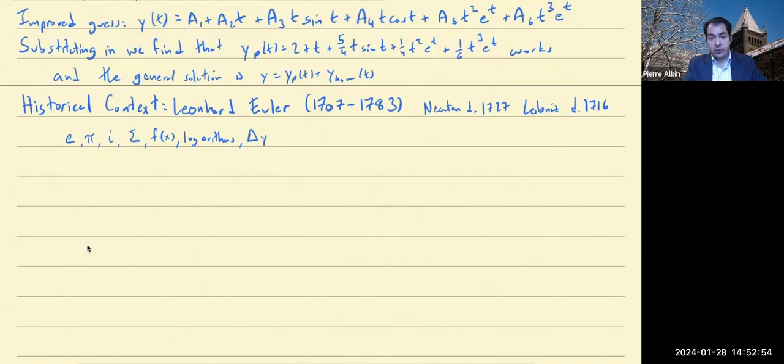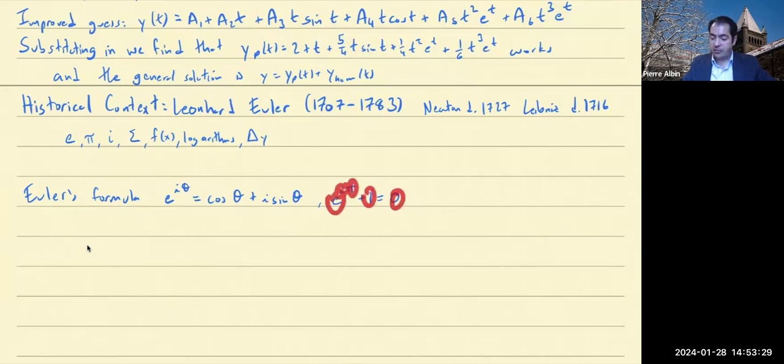Euler has tons of results. Among some that are easy enough to talk about, there's Euler's formula. This has already come up. e to the i theta is cosine theta plus i sine theta. The particular case, e to the i pi plus 1 equals 0, has often been called the most beautiful equation in mathematics, because you're combining all of the most important constants in math in a single formula.